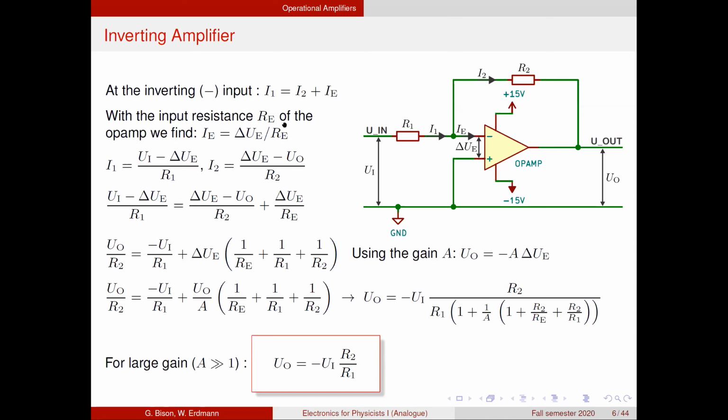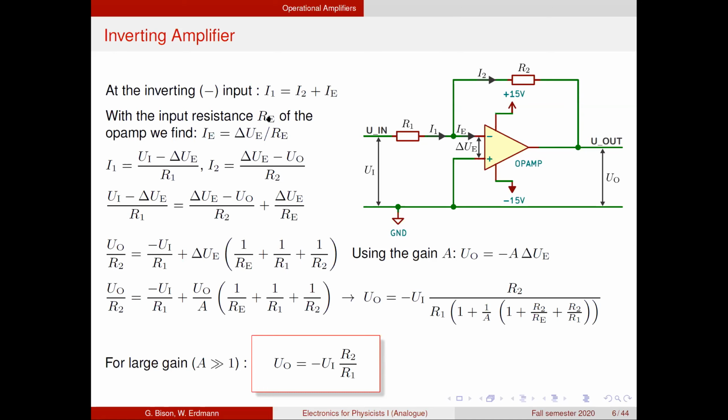Okay, now we can define the input resistance, which gives us a relation between the input current and the differential input voltage. And then we can identify those currents given by the voltage differences left and right of the respective resistors. And we can rewrite this equation in this way. Now we sort everything. We want to calculate the output voltage. So we put this on one side and have everything else on the other side.